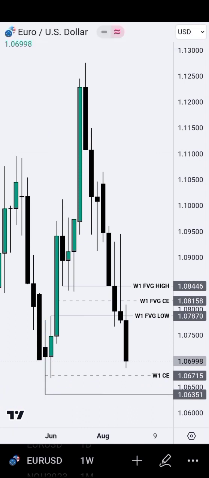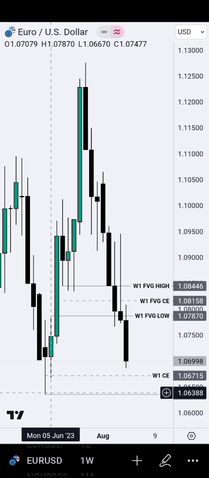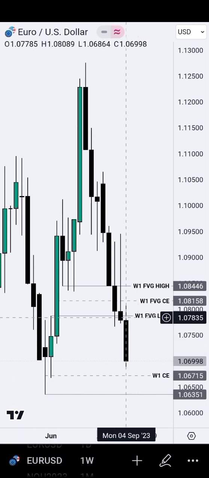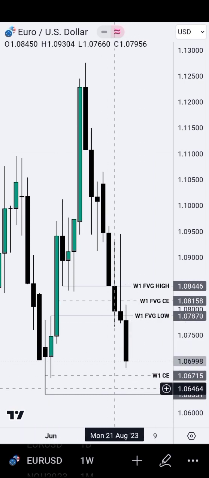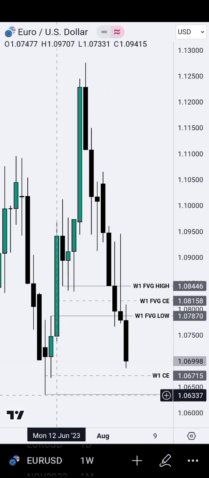Okay, currently, this is where I believe sell-side liquidity rests. What do I mean by that? I want price to continue to trade lower and to take out the liquidity resting below this low. That is what I'm looking for based on the weekly time frame.